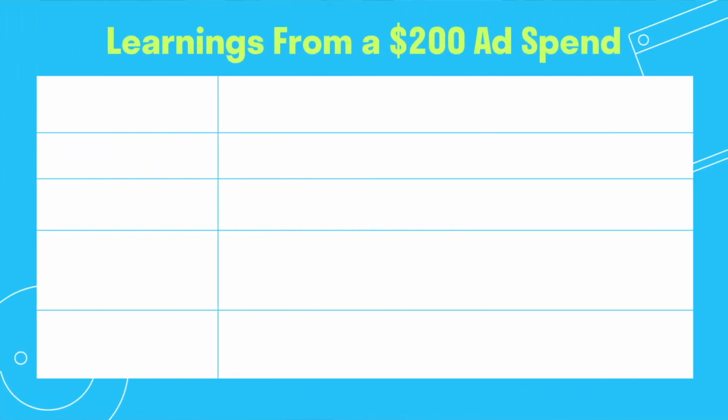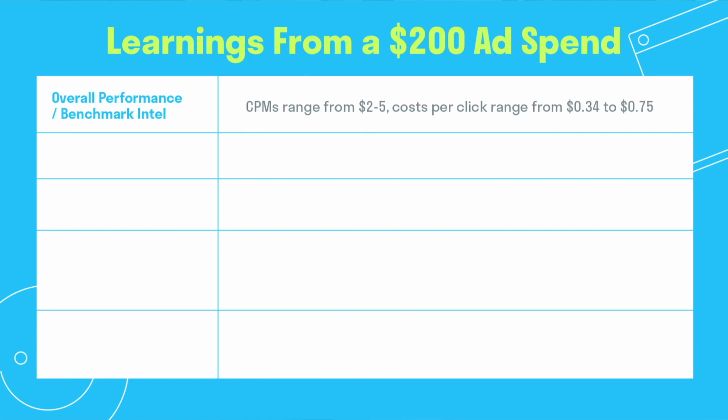So if you're still not sure how you can get a ton of learnings from such a small spend, here's an example of a bunch of learnings I got from a $200 ad spend. Our goal was to increase site traffic, and we had no historical benchmark data to compare to. So right away, we now have both cost per click and CPM brand benchmarks that we can use to more accurately plan a bigger future spend. In this test campaign, we ran across both Facebook and Instagram.